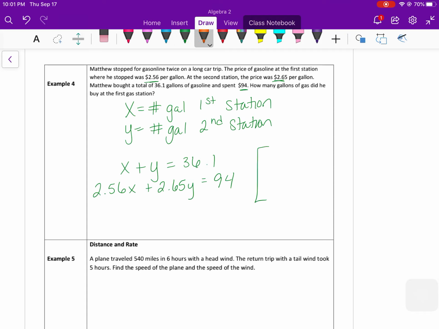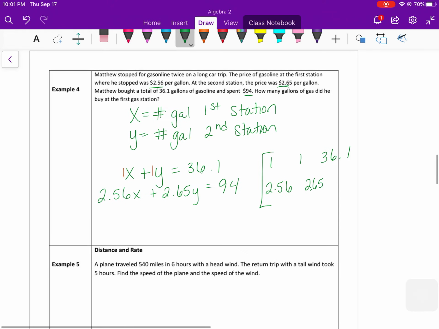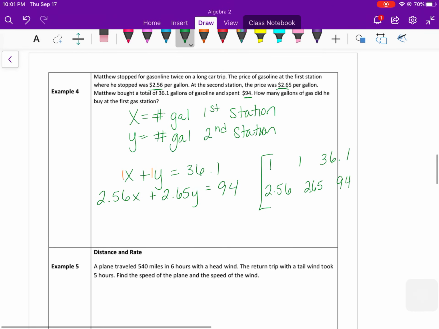So then we could set up our matrix. Remember that 1x and 1y. So the top row would be 1, 1, 36.1. And this would be 256, 265, and 94. And then you could plug that into the calculator and choose Rref to get your answer.